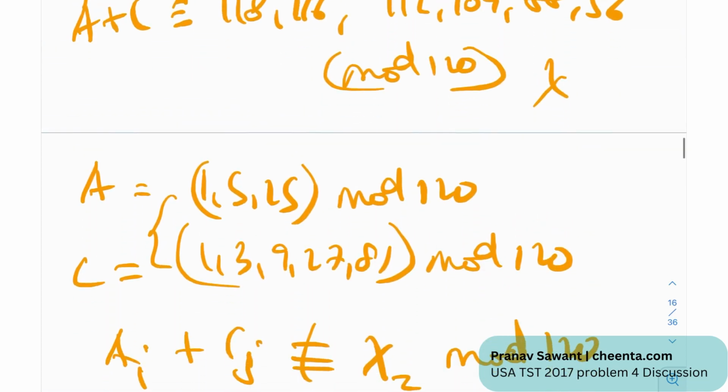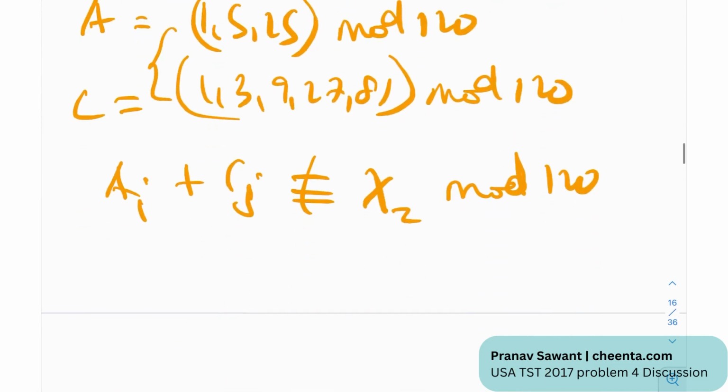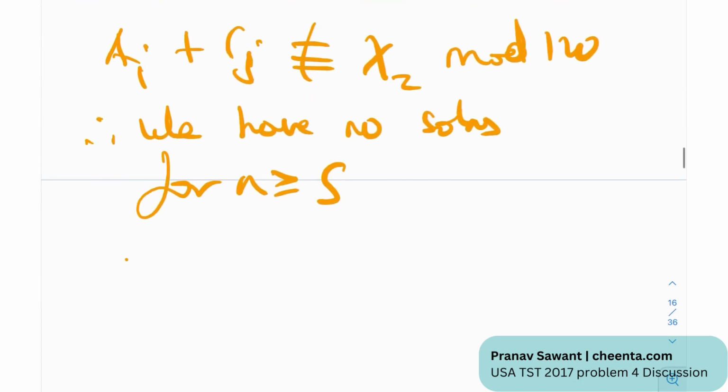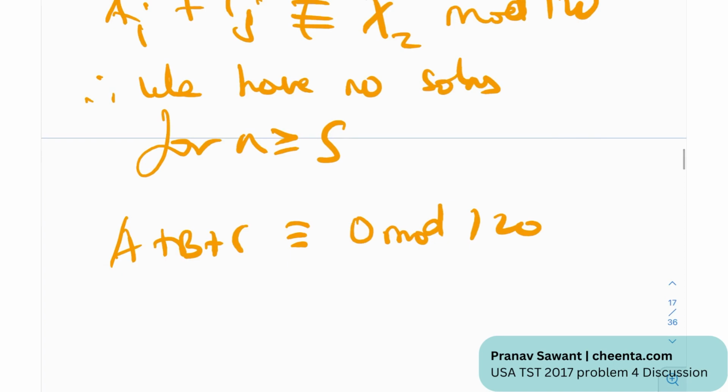So the sum of any two elements over here will never be equal to any of these elements over here. Therefore we have no solutions for n greater than or equal to 5. And you can easily see this as a plus b plus c is congruent to 0 mod 120, and here you can directly state that there exists no solution by just checking case by case. Take any element from a, add an element from b, and add any element from c, and figure out all possible combinations.